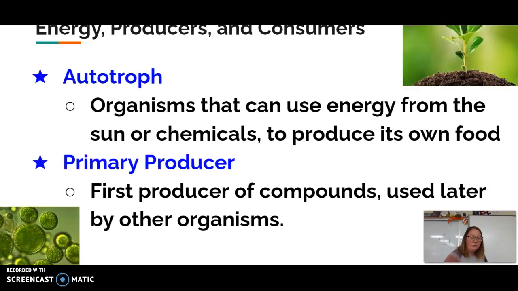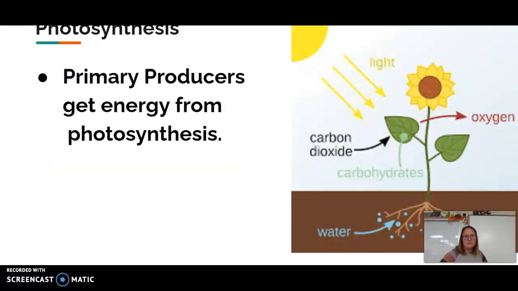An autotroph is pretty much the same thing as a primary producer. It's just how we use the word. When we're explaining an organism that can use energy from the sun or from chemicals to produce its own food, we're referring to an autotroph. But when we're talking about being the first thing in line of a food chain, we're talking about a first producer. So plants and algae are good examples of autotrophs and first producers.